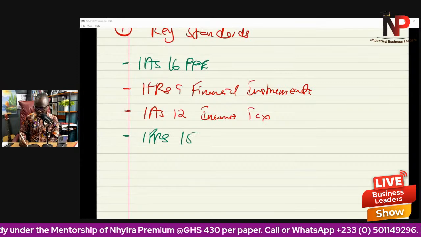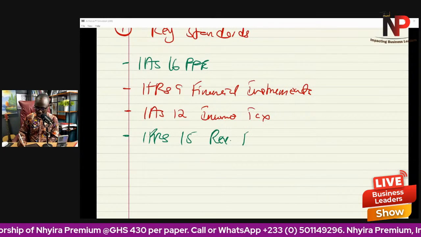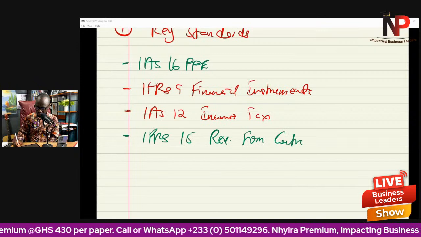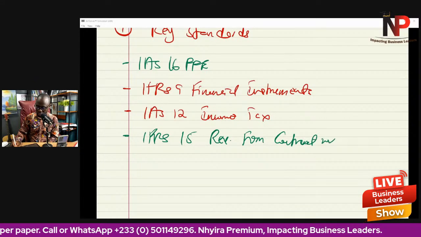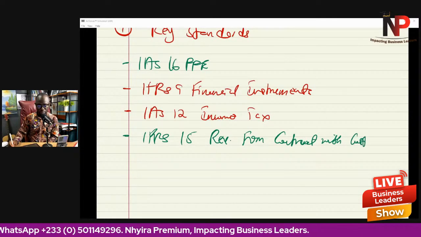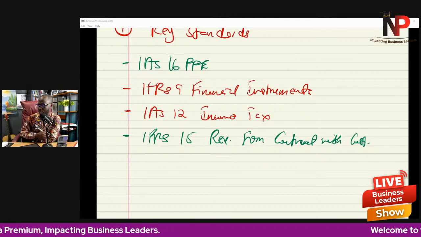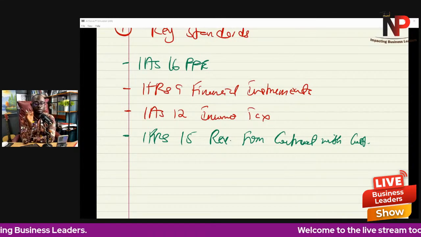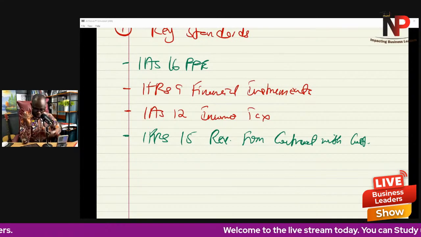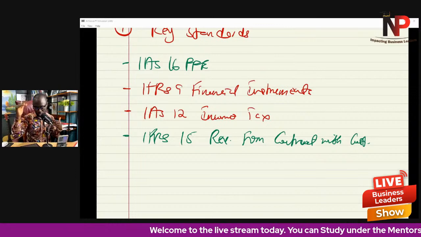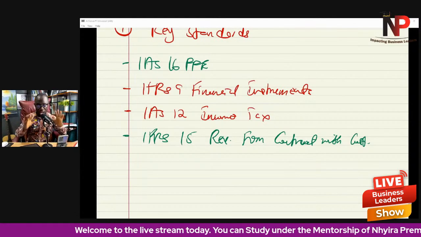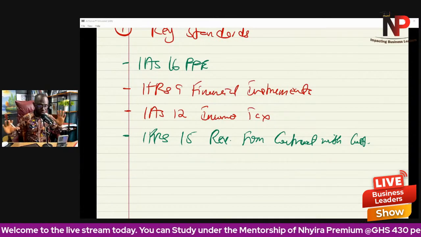Number four, IFRS 15, Revenue from Contracts with Customers. You need to understand that standard as well. So IAS 16, IFRS 9, IAS 12, IFRS 15, Revenue from Contracts with Customers.